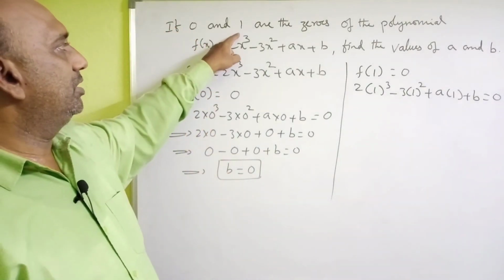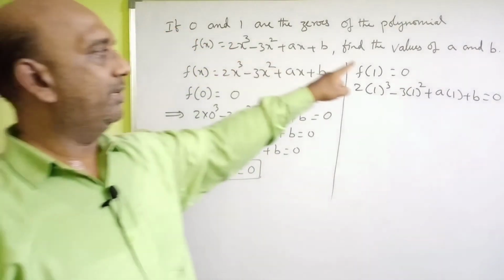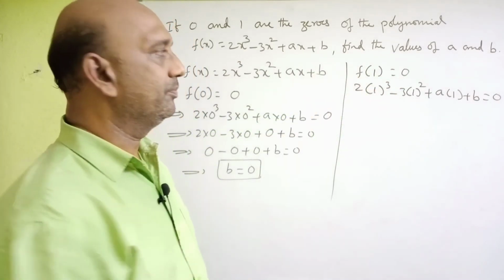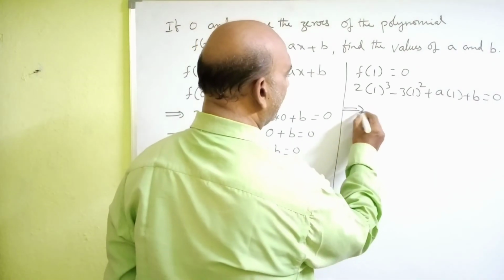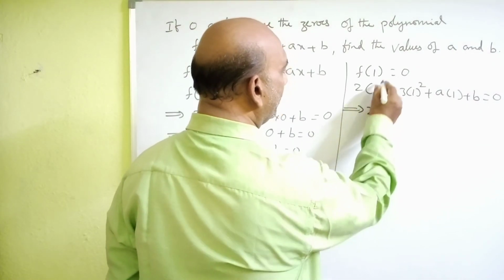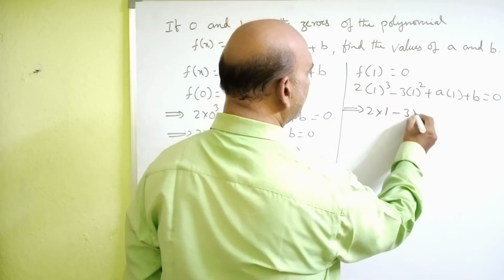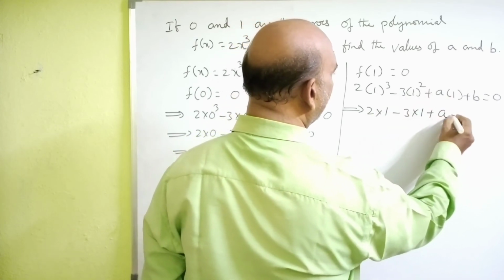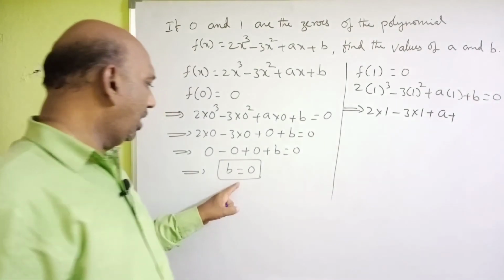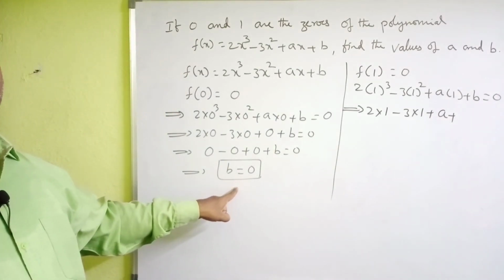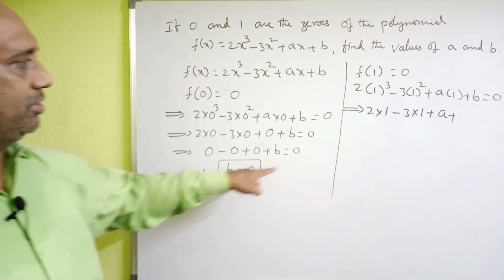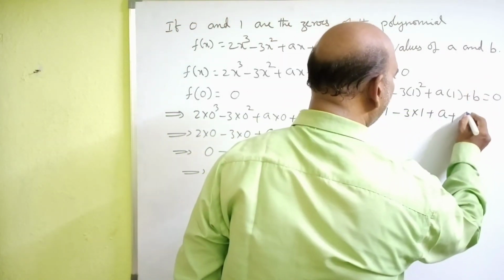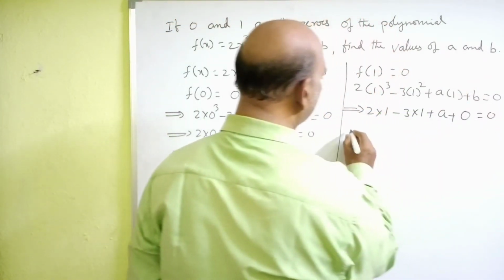Given 1 is the 0 of this given polynomial, that's why we took equal to 0 by substituting 1 in place of x. This implies 2 into 1 cube is 2, minus 3 into 1 square value is 3, plus a into 1 is a, plus b equal to 0. We got b equal to 0 in the first case. Substitute b equal to 0 here in this equation. So in place of b take 0.